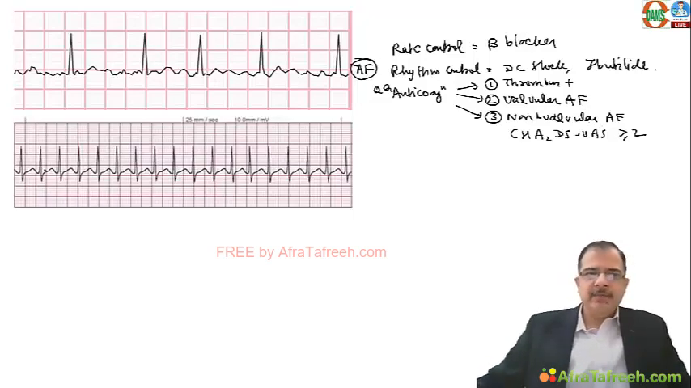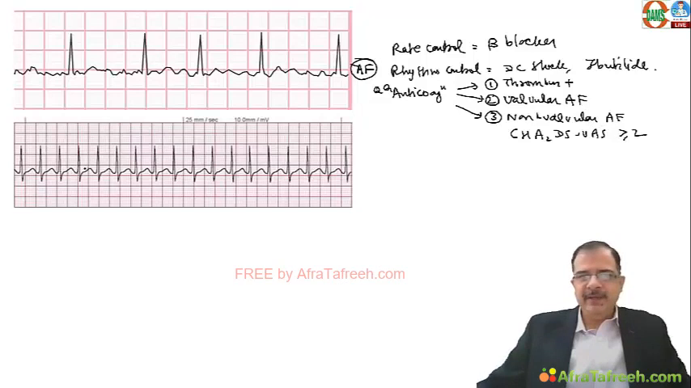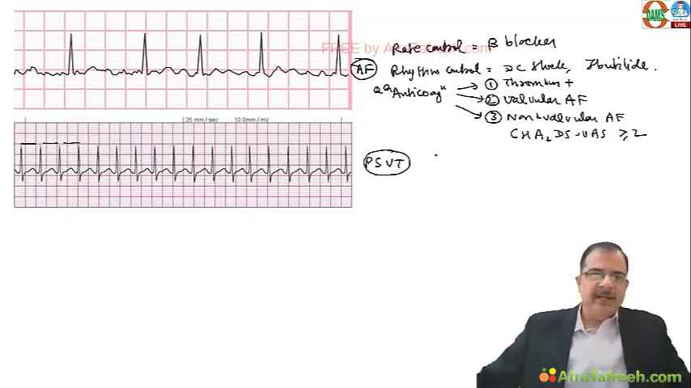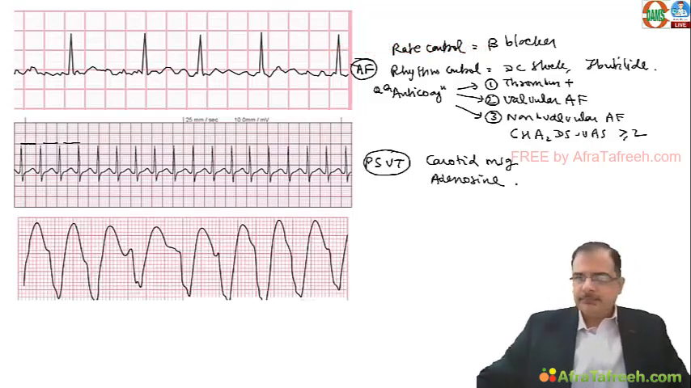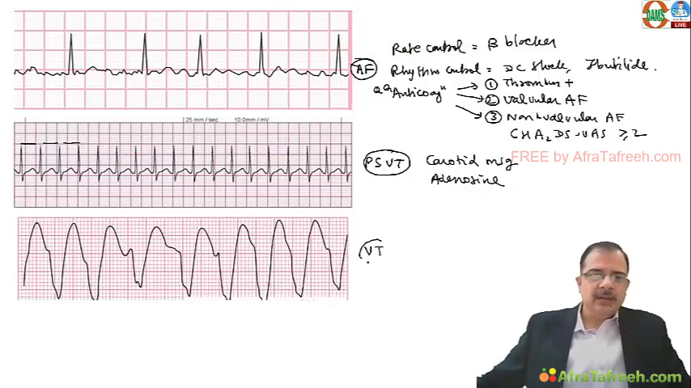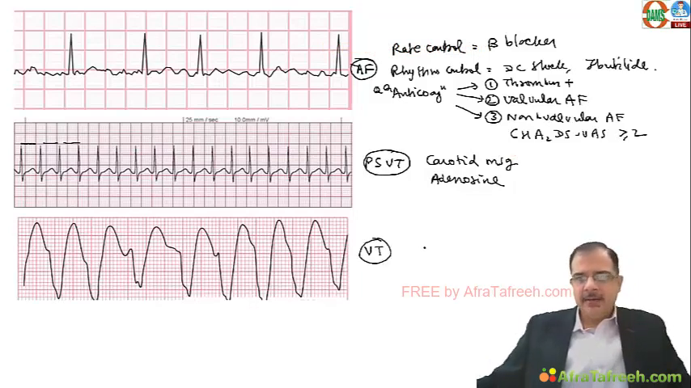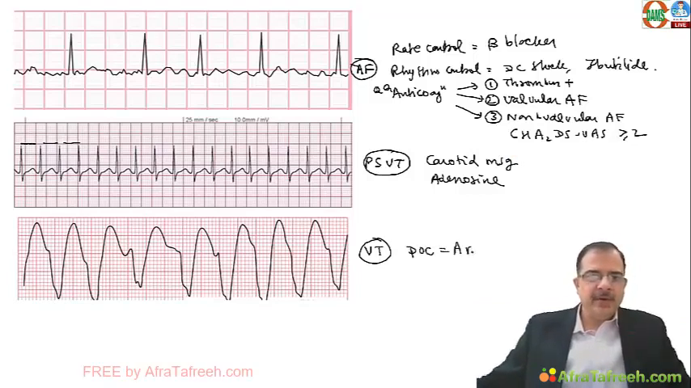Now, if a patient comes to you with this type of ECG in which P waves are absent but the rhythm is regular, this is a case of PSVT. In PSVT, carotid massage is done, followed by adenosine if the patient is not improving. Then ventricular tachycardia: if it is sustained or polymorphic, the mainstay of treatment is DC shock. While if a drug is being asked, it is amiodarone.